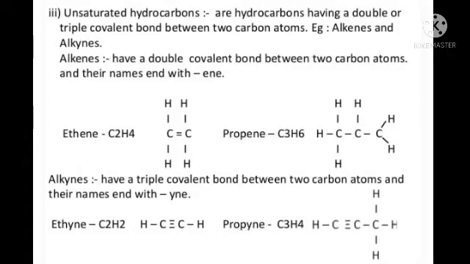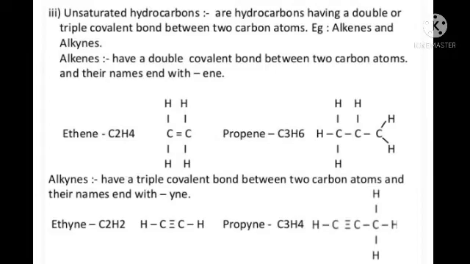Second type, unsaturated hydrocarbons. Unsaturated hydrocarbons are hydrocarbons having a double or triple covalent bond between the carbon atoms. Example, alkenes and alkynes. Alkenes have a double covalent bond between two carbon atoms and their names end with ENE, that is ene. Example, ethene, C2H4 and propene, C3H6.